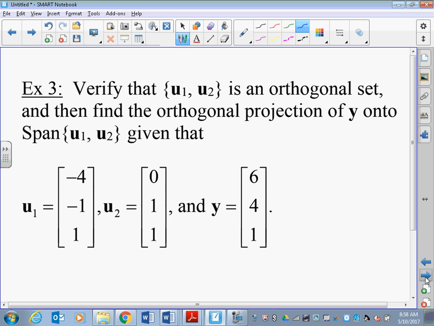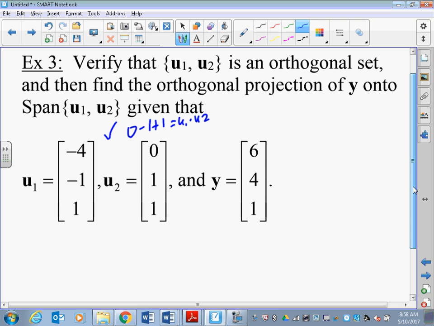Verify that U1 and U2 is an orthogonal set. So is that dot product 0? And yes, it is, because we have 0 minus 1 plus 1. That's the dot product of U1 and U2. Find the orthogonal projection of y onto the span of both of them. So how would you find that orthogonal projection? What are we looking for? Exactly. We want to find out what y hat is.